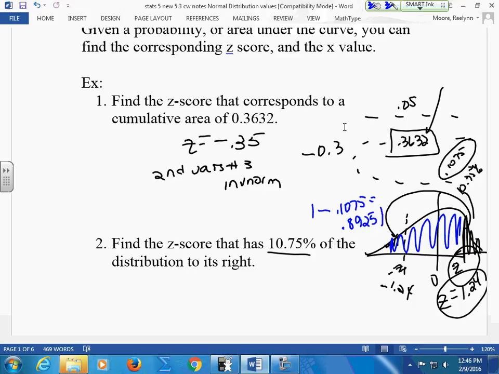And I have to look up this area. That's what they show you in the example. They looked up this area and they got 1.24. Does everybody see what we're doing here?